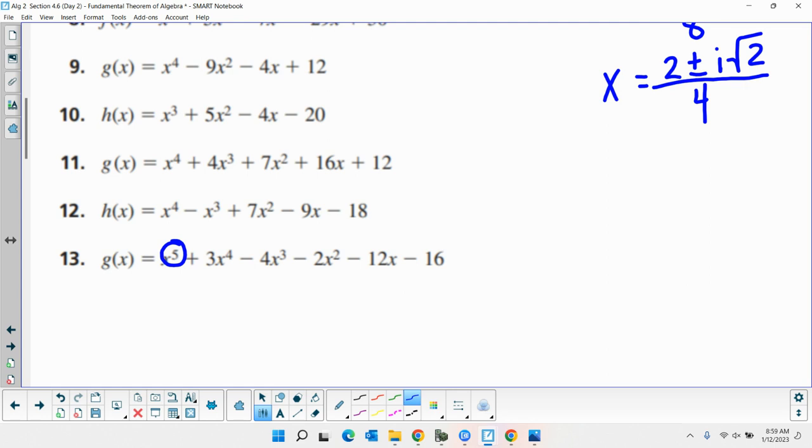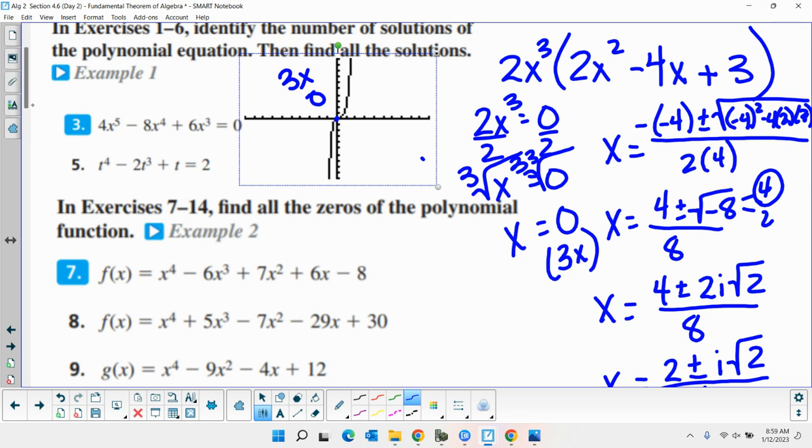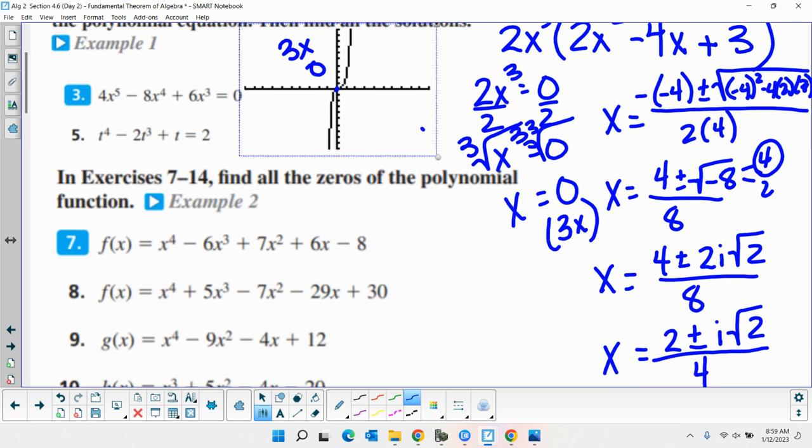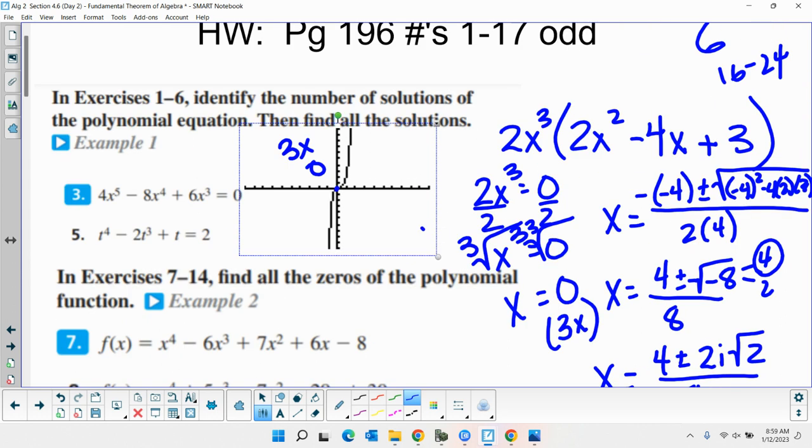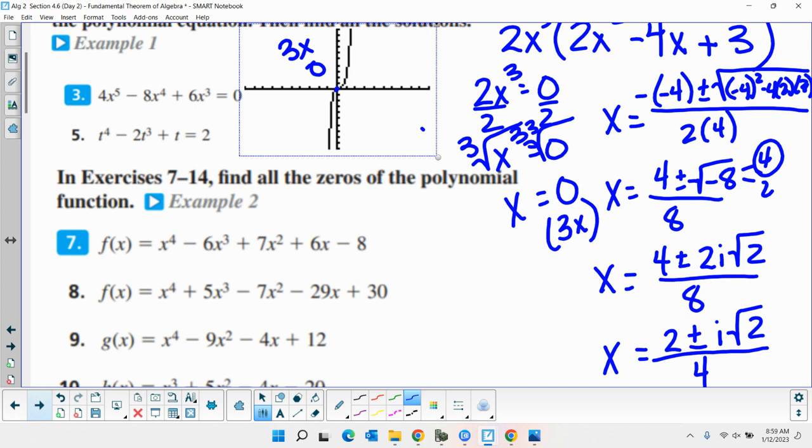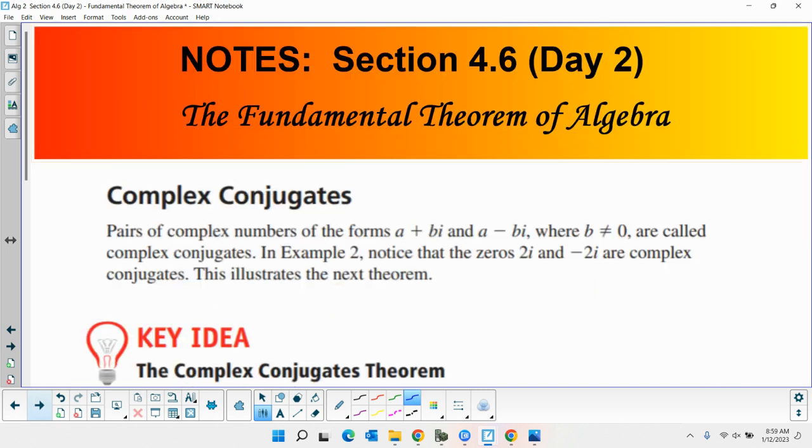Okay, so today we're going the other way. Today the book's going to give you the zeros, and you have to write the polynomial. Okay, we're going backwards. All right? So, let me show you how to do that.